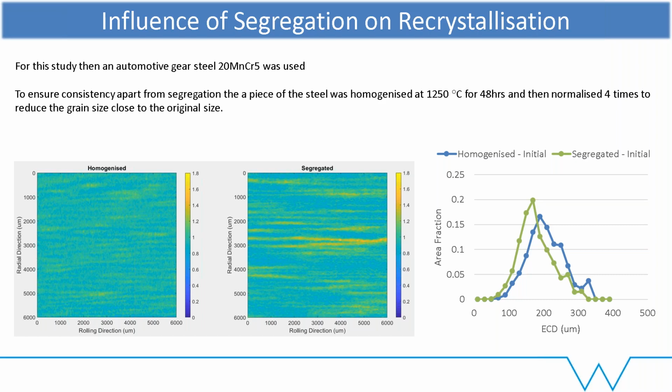So now hopefully what we've got is two strips that have exactly the same composition, and pretty much exactly the same grain size. The only thing that's different is the segregation. And you can see those there.